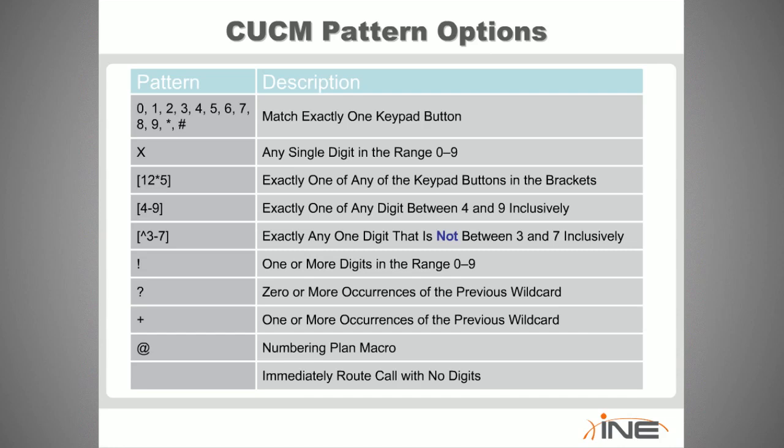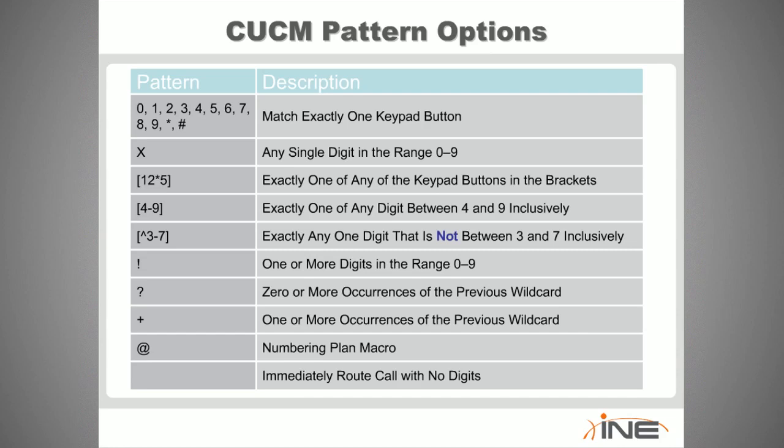This is a special CUCM-specific wildcard, or not wildcard, but operator. And this is saying exactly any one digit in the brackets that is not between 3 and 7 inclusively. So it could be 0, 1, 2, 8, or 9, or star or hash. Okay?